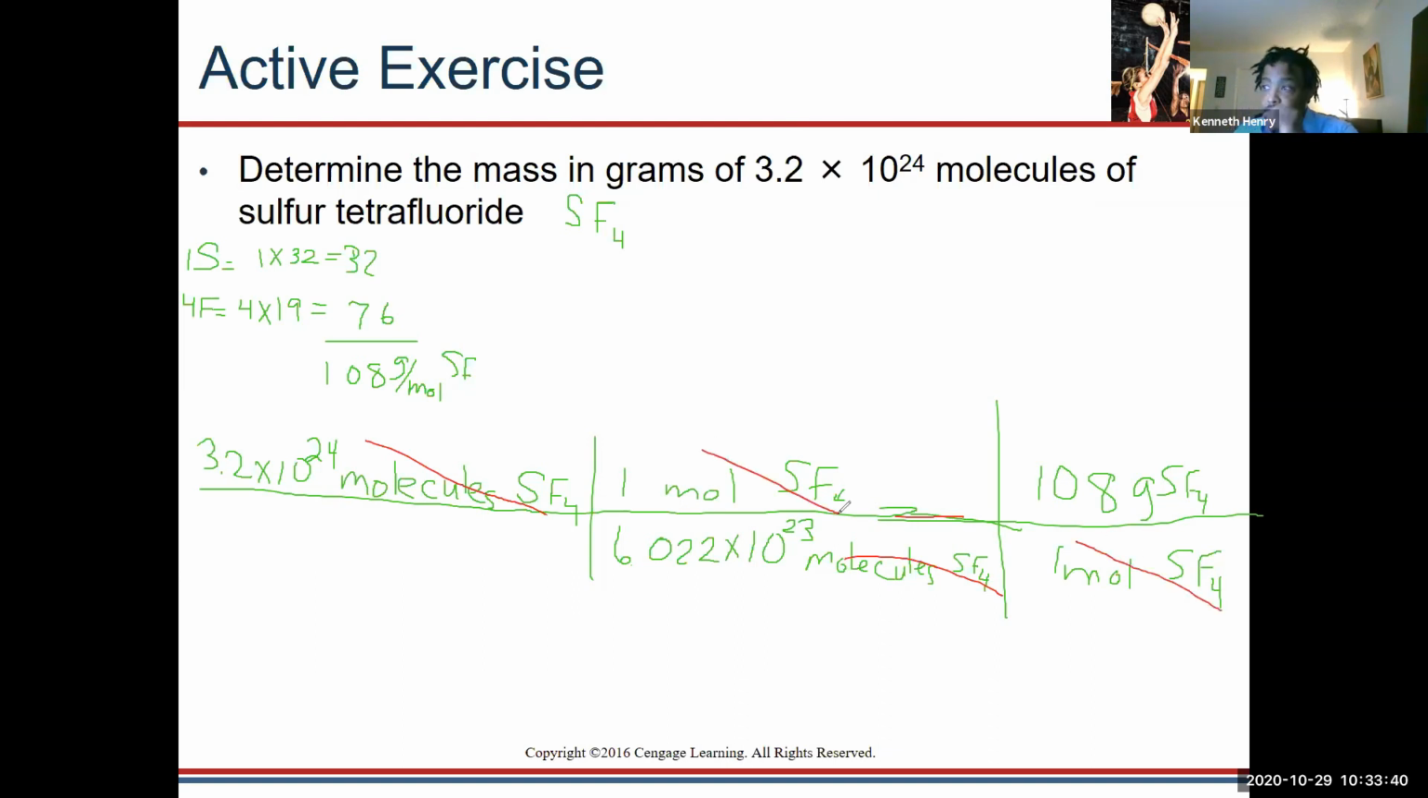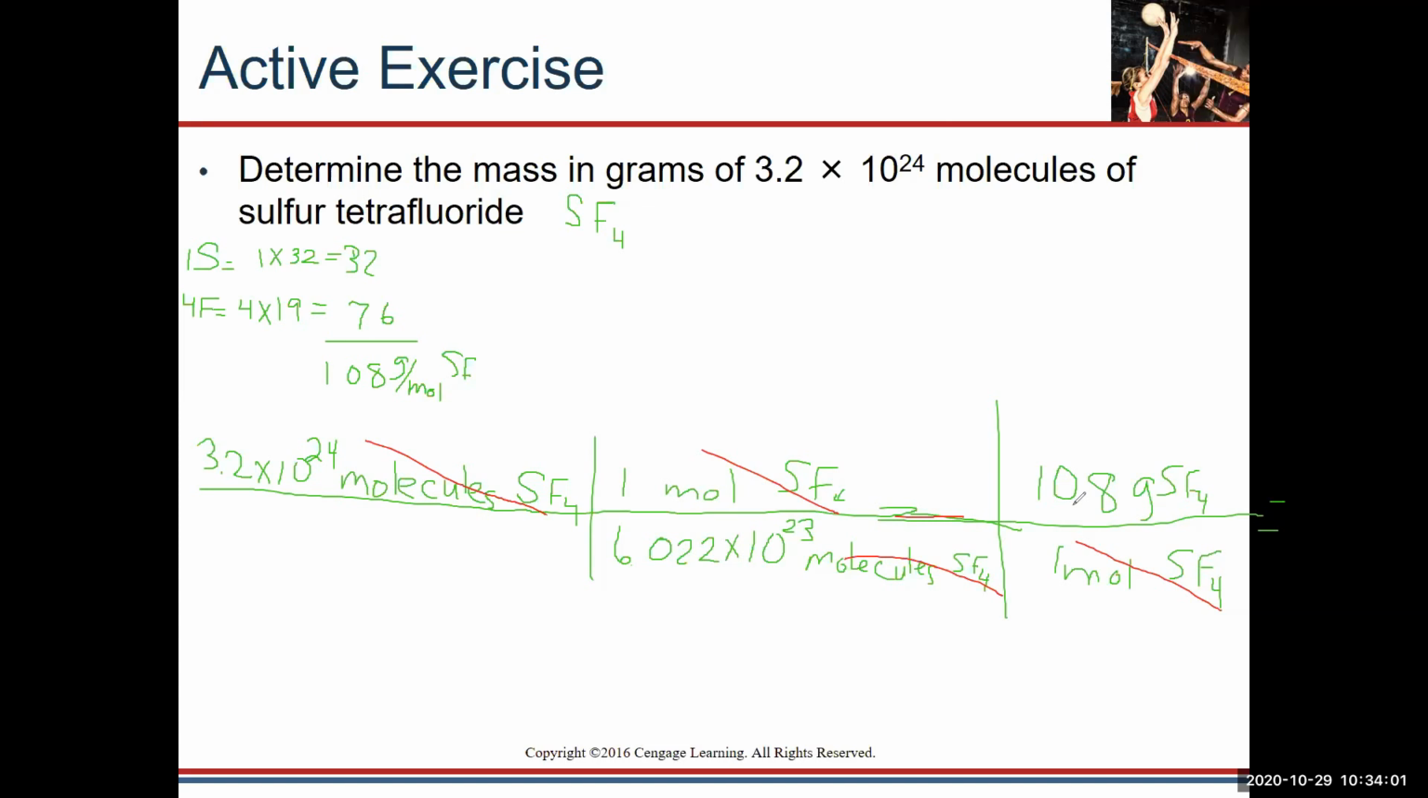Then the moles of SF4 cancel out, and we're left with our answer. Just gotta multiply and divide. In this case, we're multiplying everything in the top row, and then dividing by the stuff in the bottom. Where did you get 108 grams? It's the total, the molar mass of sulfur tetrafluoride.